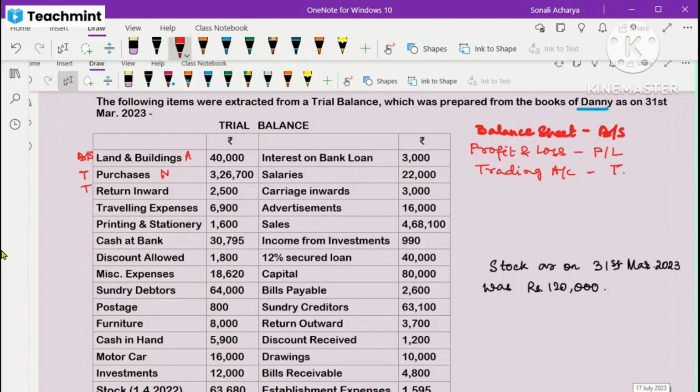Okay. Traveling expenses. Traveling expenses is not directly related with the purchase, but it's a nominal expense and it will be shown in the PL account. Printing and stationery, this is also a PL. Cash at bank, again this is an asset. Asset will go in the balance sheet.